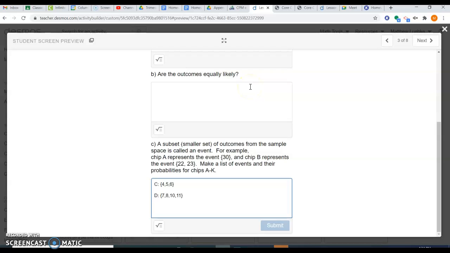Okay, and I'm not going to do any more than that. I think you can kind of catch on. So what it means with that word subset is just a smaller set of all the outcomes. All the outcomes, 0, 00, all the way to 36, these are just smaller sets of those.